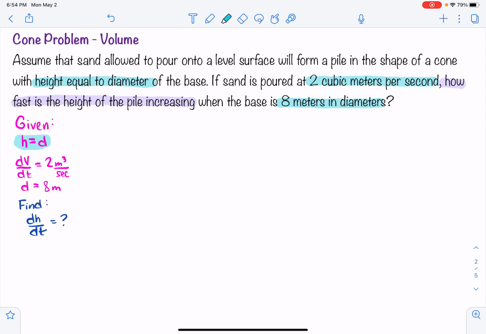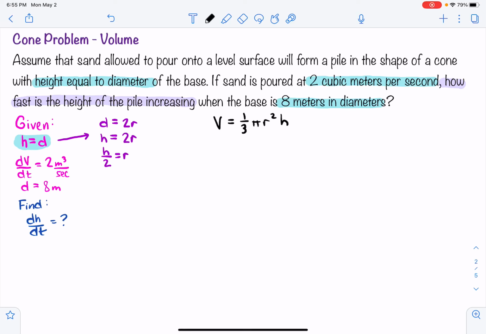Therefore, I can write the radius in terms of the height. Remember that the diameter is equal to 2 times the radius. Well, if I know that the height is equal to the diameter, then h is also equal to 2 times r. And therefore, I can get the radius by itself by saying height divided by 2 is equivalent to r. This information will be necessary whenever we go to write down the volume formula of a cone. The volume formula of a cone is V equals 1/3 pi r squared times the height.